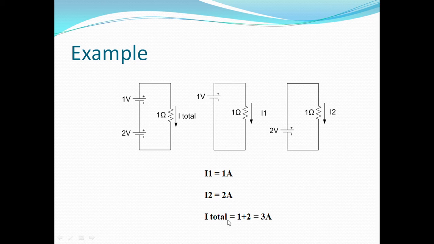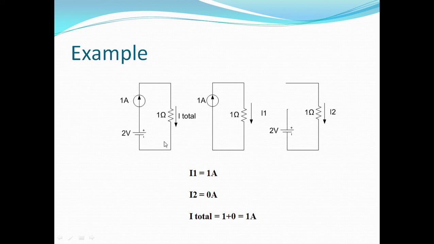Now the total current is I equal to I1 plus I2 equal to 3 amperes. This is the way of solving a problem using the superposition theorem. And we will go for another example here. It also has two sources, a 2 volt source and a 1 ampere source, and a 1 ohm resistor.